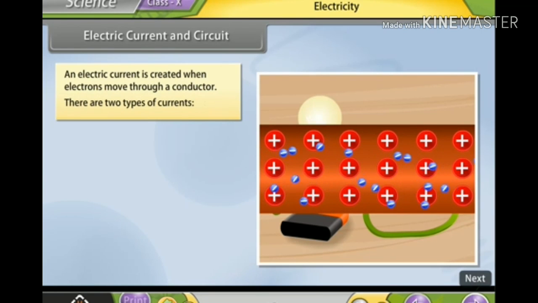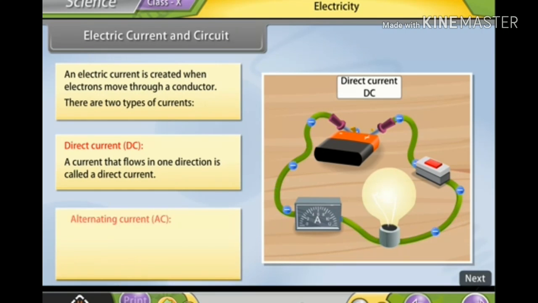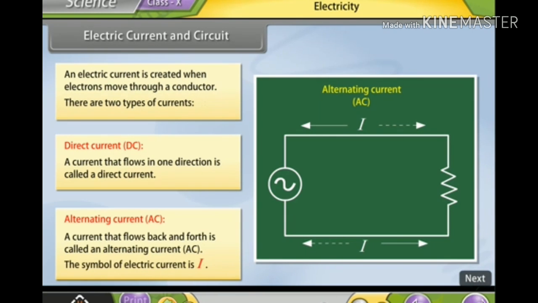There are 2 types of currents: direct current, DC. A current that flows in one direction is called a direct current or DC. For example, a battery produces a direct current. Alternating current or AC. A current that flows back and forth is called an alternating current or AC. The symbol of electric current is I.